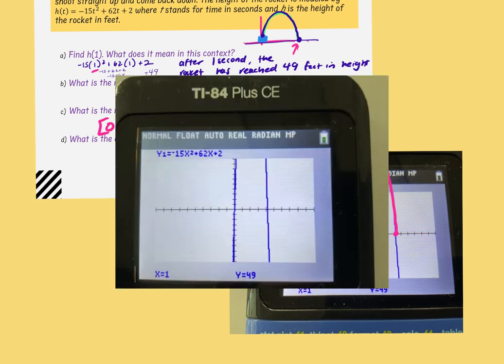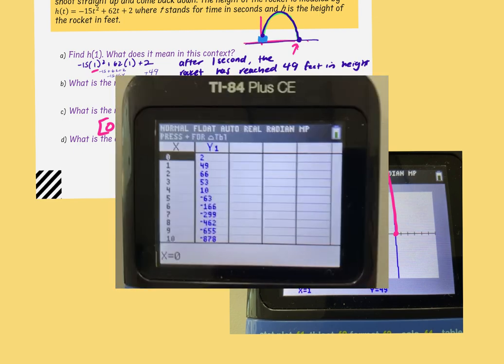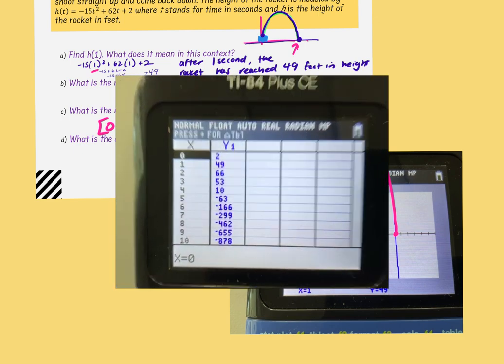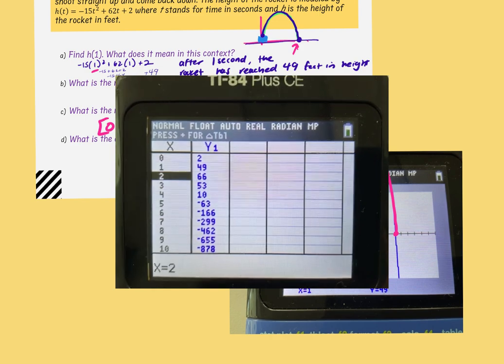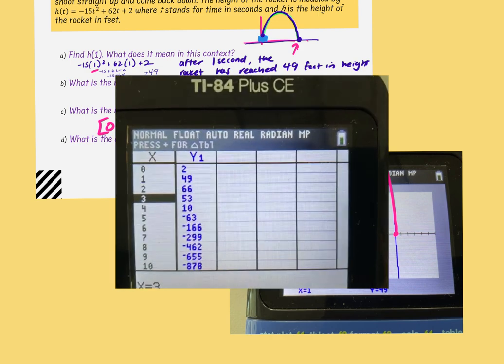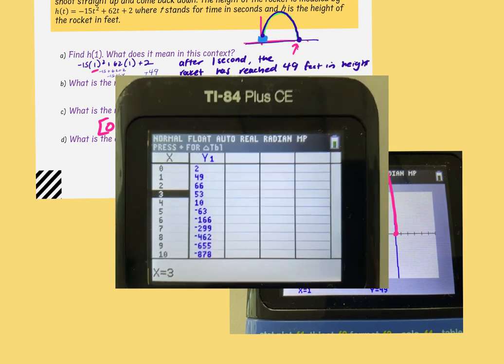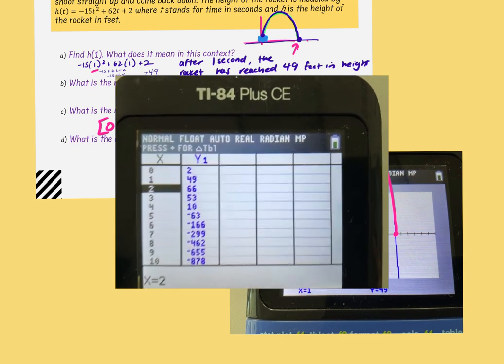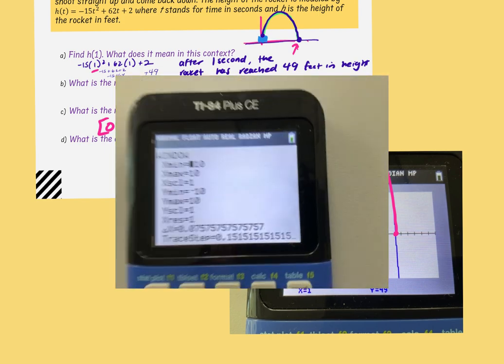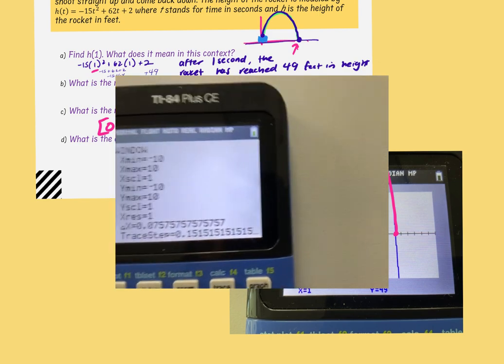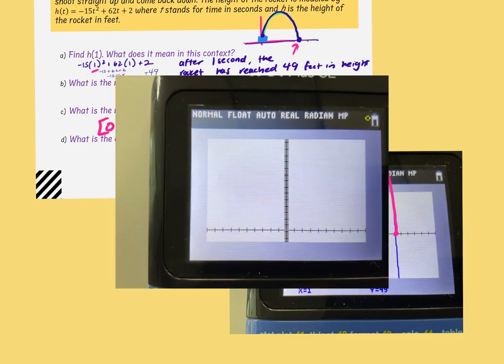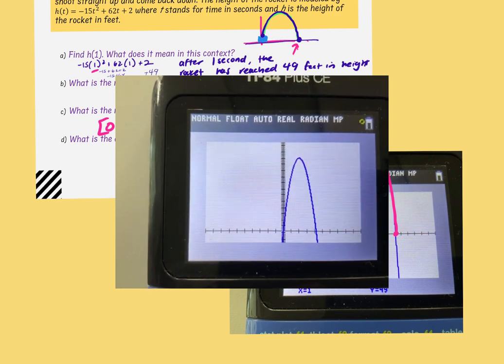But if I look at my table values, so if I go to table, I can look at what's happening with the y values. So they go up from 2 to 49 to 66, back down to 53. So I know my max is happening in between 2 and 3. Does that make sense? And it's happening 66, 53. So if I just went to my window and I made my y max like 80 to see if I can get it all in there, now I can make an educated adjustment on the window, and I'm looking for the max value. So now I'm going to go second, trace.